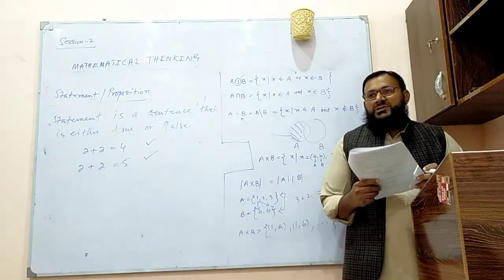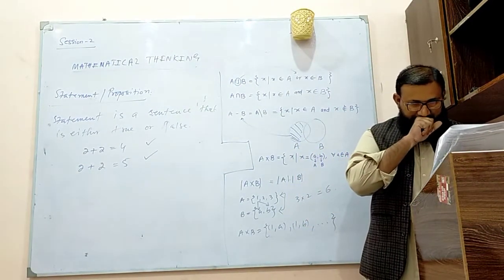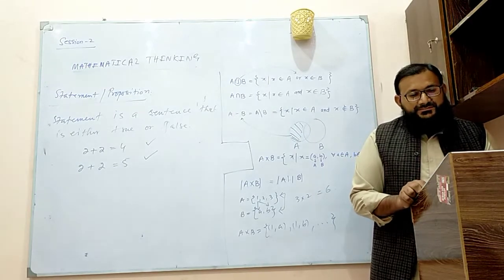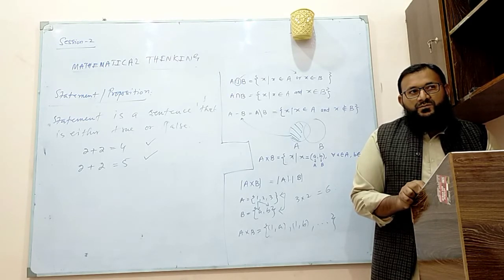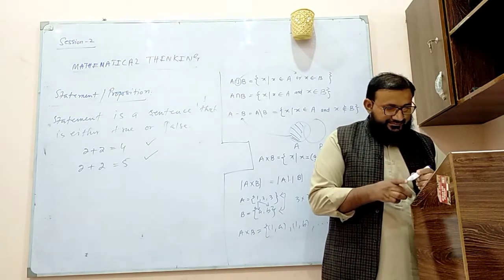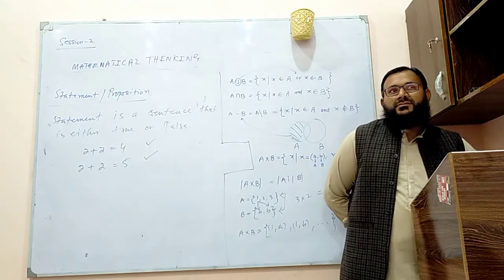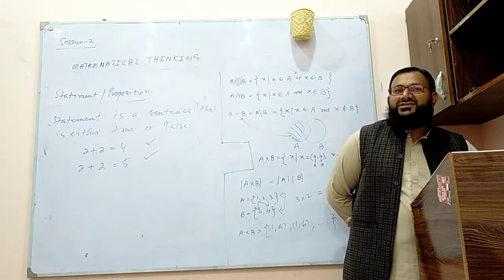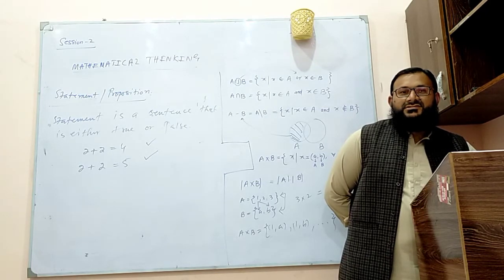What is not a statement? x plus 2 is equal to 5. Why? Because we haven't given any value for x, so we can't say anything about it. Similarly, x plus 5 greater than or equal to 5. You can say something about it for some values, but not for others.